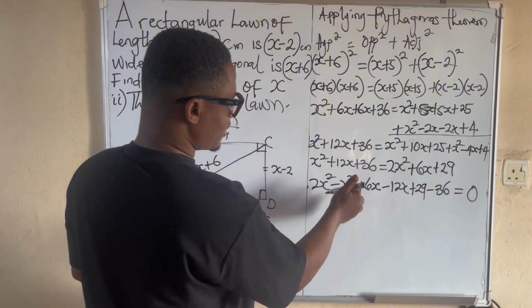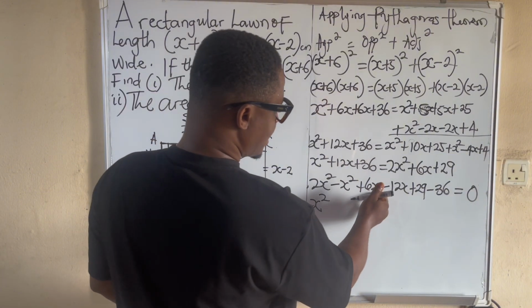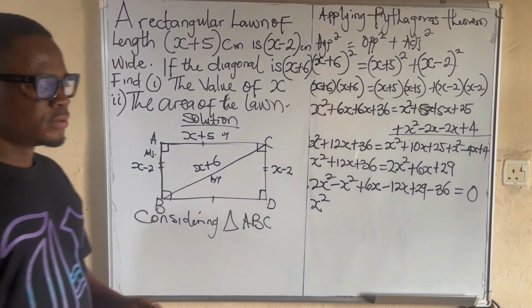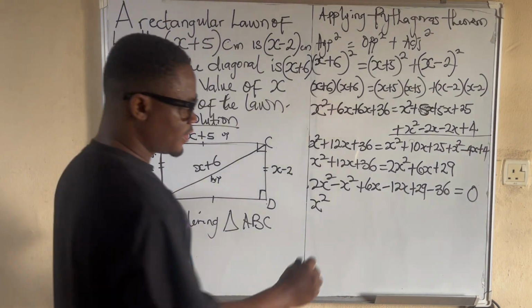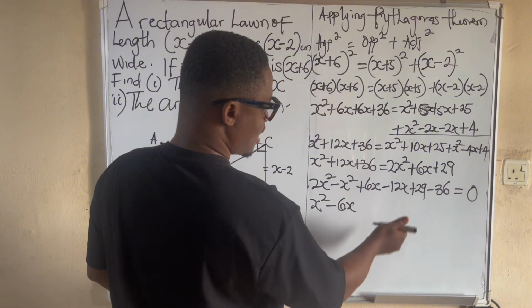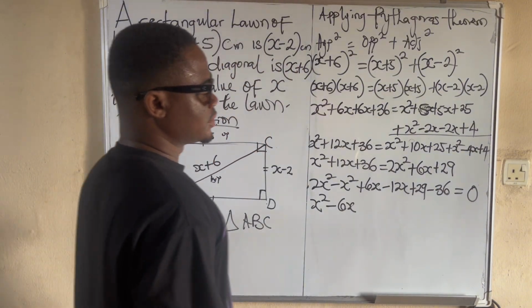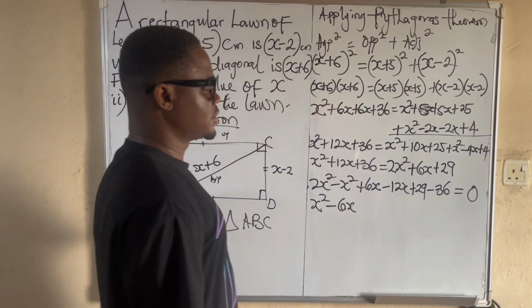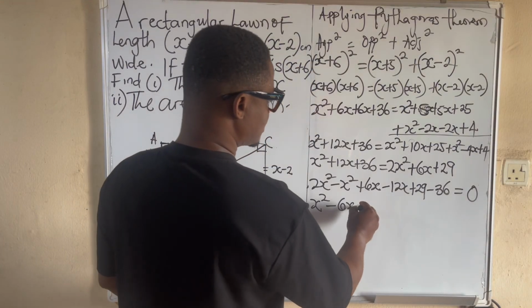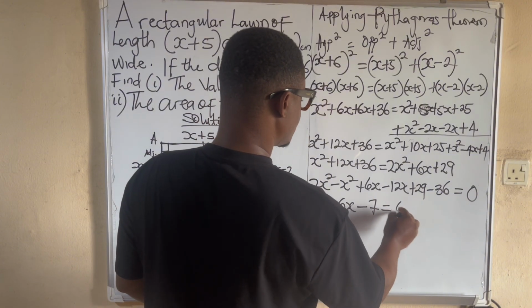So 2x squared minus x squared will give us x squared. 6x minus 12x will give us what? Minus 6x. And 29 minus 36 is what? Give us minus 7, all equal to 0.